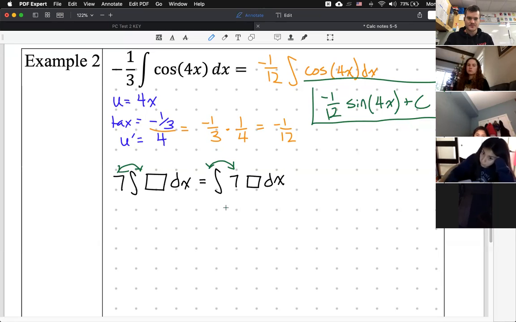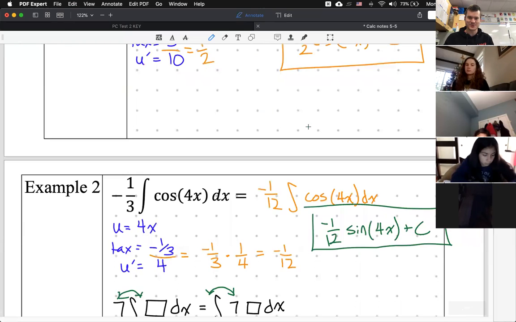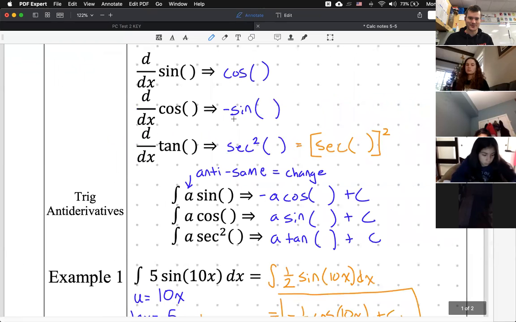Wouldn't the answer be positive? Ooh, anti-change. I think it's negative, right? Because whenever I'm doing antiderivative of cosine, anti-change means same. It should be the same sign, should still be a negative. Oh, okay, never mind. Yeah, good question. This is where we finally start getting confusing because the rules were super straightforward before, but now we're going backwards, so it does get harder.